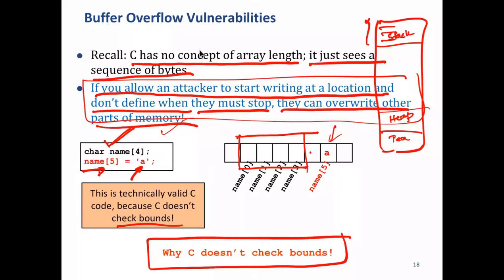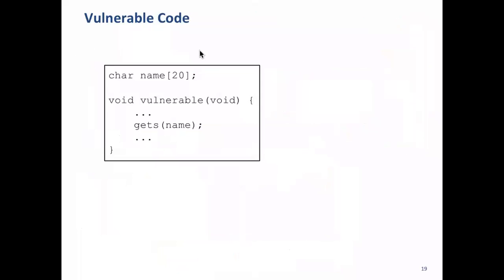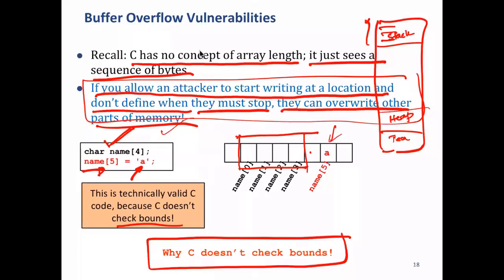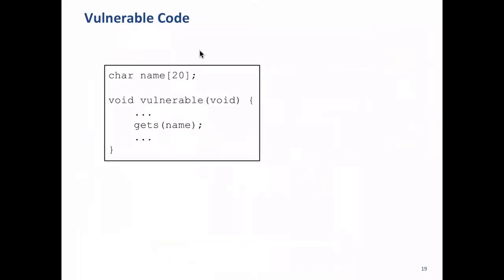Okay, so let's look at an example to make it clear. This is the C code, and we call it vulnerable code. This is a function, and before this function is called, you have an array called name with length 20. All right, and then in that function you run gets name. You remember what gets is?